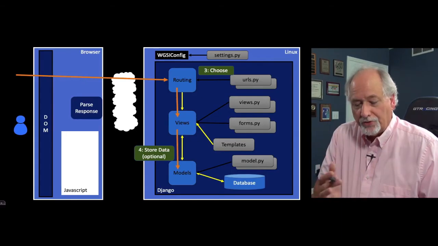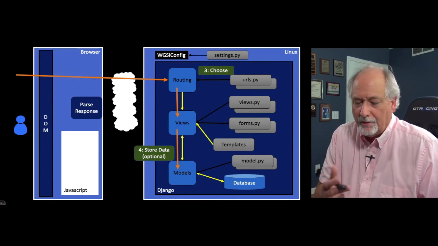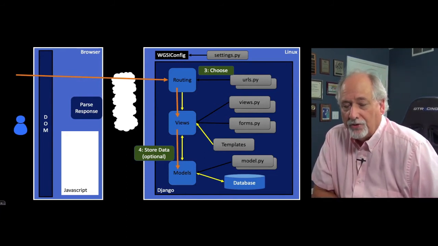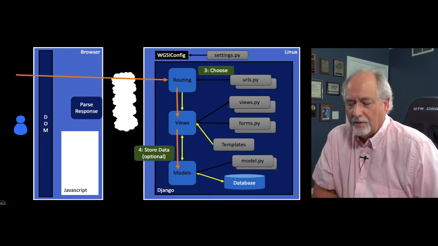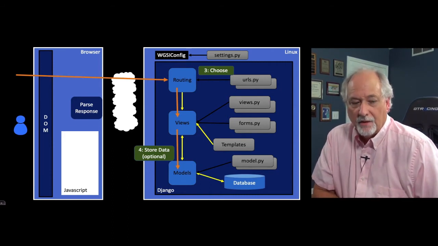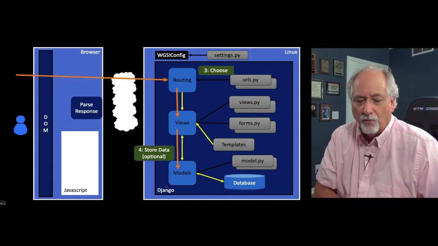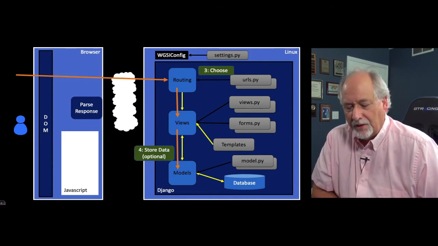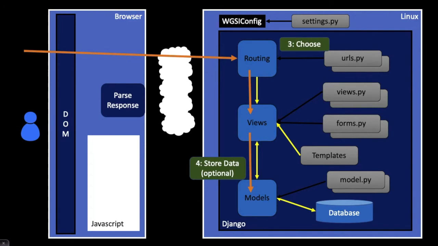Once it's chosen what view to run, it looks at the URL, pulls out the pieces of the URL, and finds the views in views.py. That's a Python file that has the destinations for these incoming URLs. There's a file called forms.py, which we'll see later, that is used to make the forms aspect, the part that you fill in, as pretty as possible.